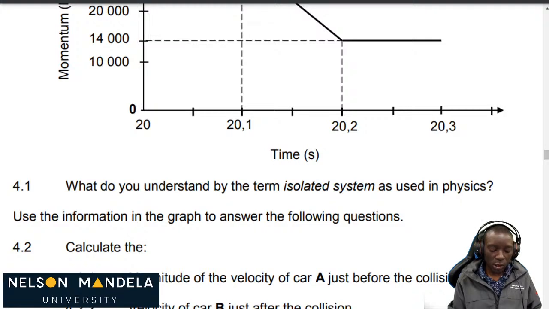So these definitions are important. These are just extra marks for you. So make sure you are at the top of your game when it comes to these definitions and scoop all these 3 marks that are designed for you to benefit as much as you can. So, isolated system. What do you think is an isolated system?